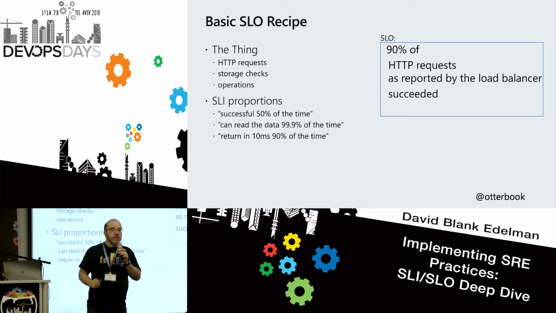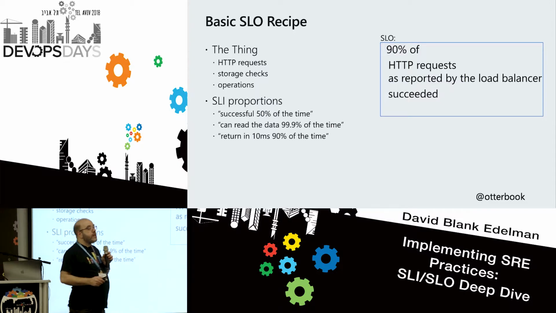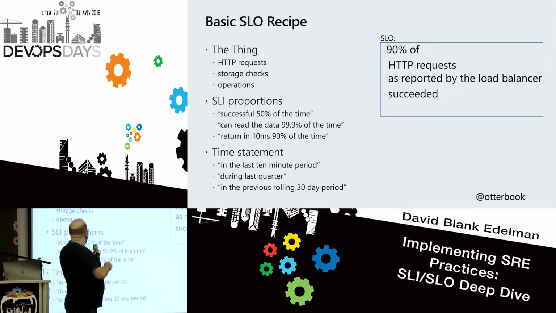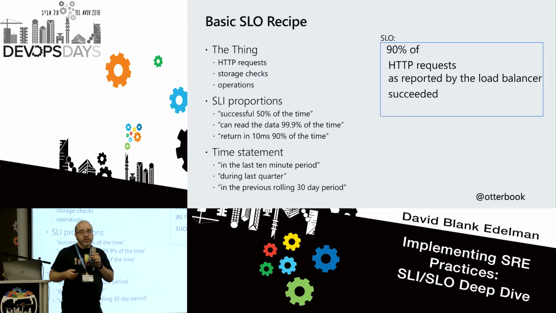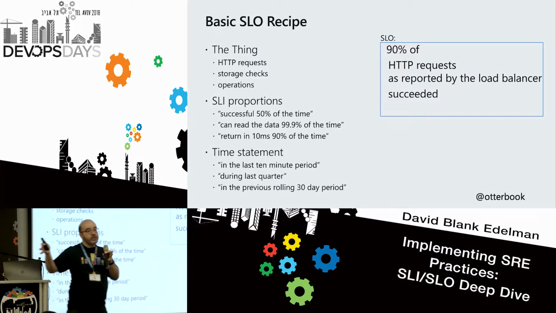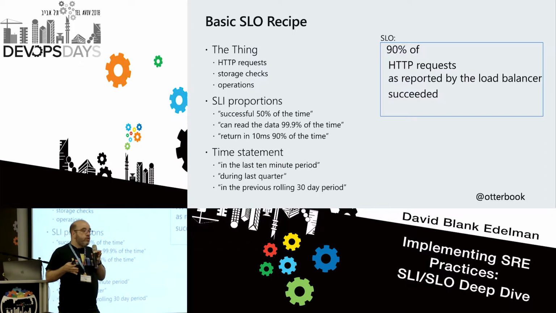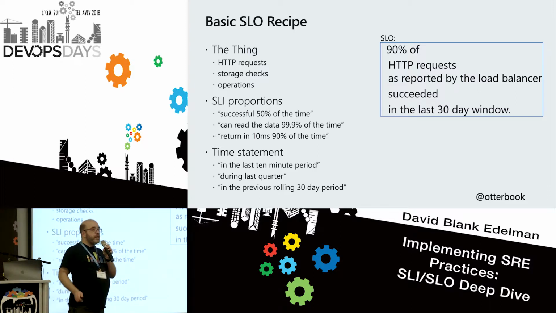And the last thing that you need for a successful SLO is some sort of time boundary. In the last 10-minute period, during the last quarter, in the previous rolling 30-day period. In fact, SLOs are often done in rolling 30-day or rolling 7-day windows, as opposed to this month, because days change. But sometimes you want them per month, especially for financial stuff. Okay? So congratulations, your first SLO. Applause, please.